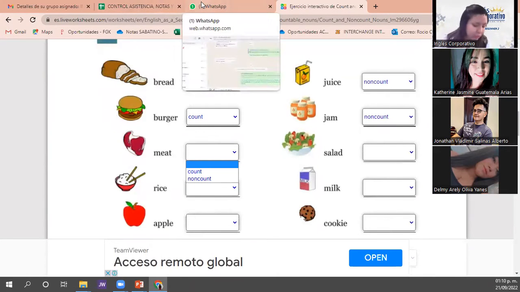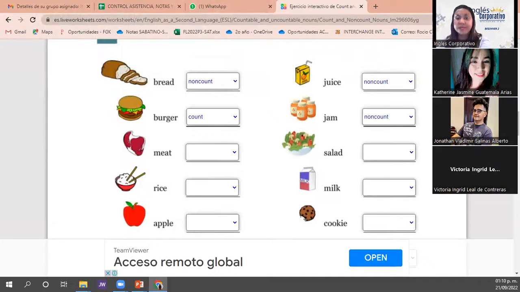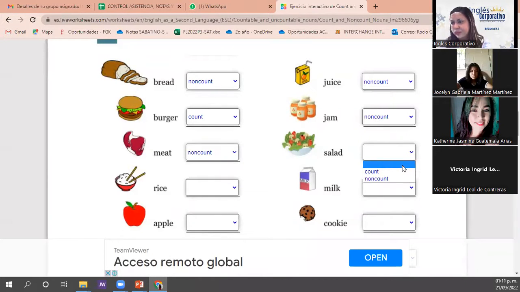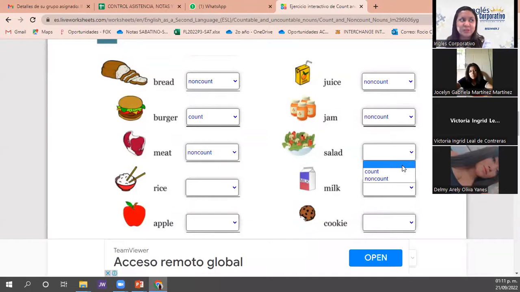What is meat? Count or non-count? Meat is non-count. Yes, but we can measure the meat when we say 1 pound, una libra, right? 1 pound or 1 kilogram. Salad? No count. Okay, but we can say 2 salads, 3 salads. So they are count. Okay, rice? No count.